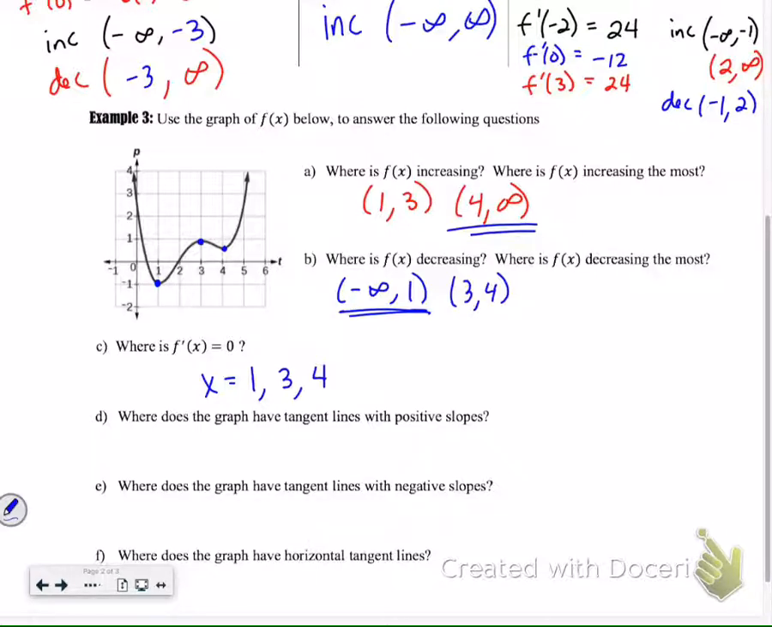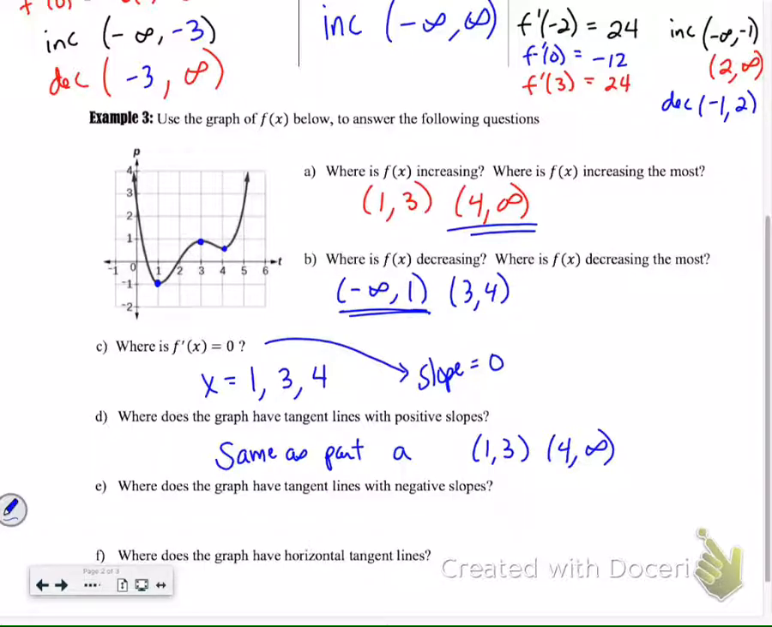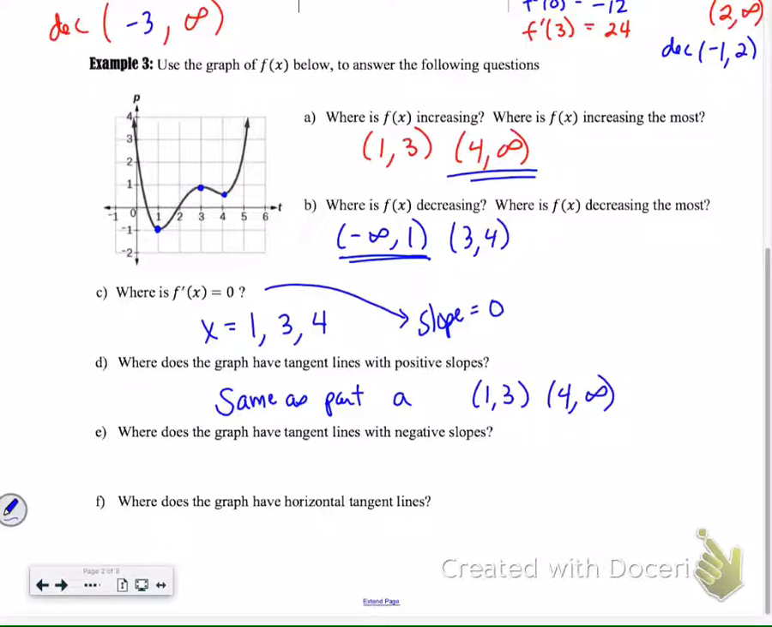Where does the graph have tangent lines that have a positive slope? Well, that's the same as part A. Positive slope means that the graph is increasing, so that's going to be 1 to 3, and 4 to infinity. I want to go back up on this last one here and say that the slope was 0. That's how we came up with that. That's what that meant.